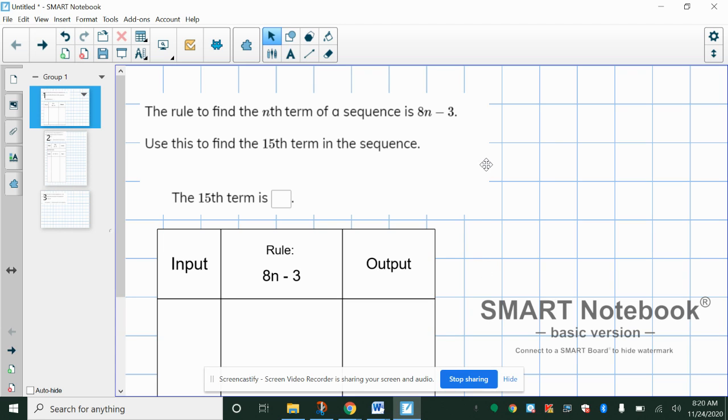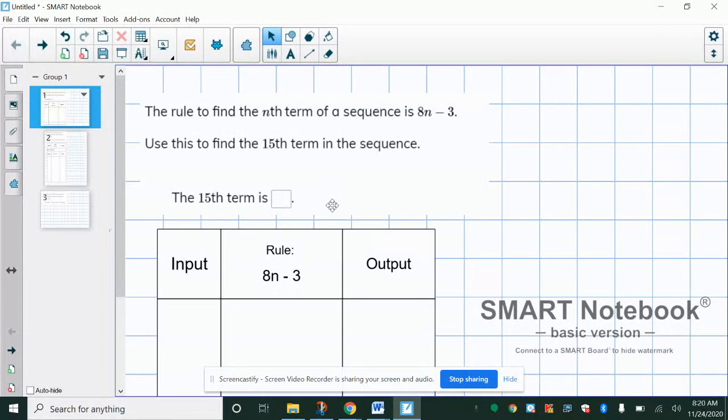Okay, in this video we're going to look at how to solve some algebraic equations. The first question says the rule to find the nth term of a sequence is 8n subtract 3. Use this to find the 15th term in the sequence.